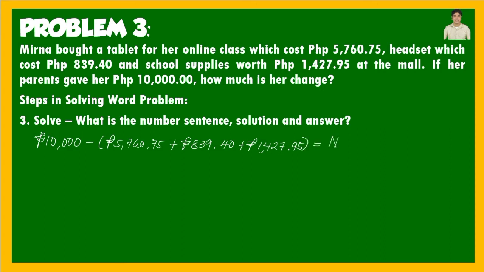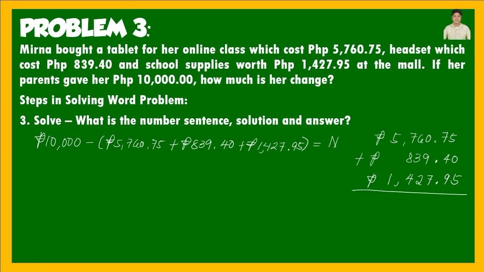So, ayan. Kailangan muna nating i-add yung tatlo. So, pakita lang natin dito yan. 5,760 pesos and 75 cents plus 839 pesos and 40 cents. So, tandaan natin na kailangan naka-align, nakatapat yung mga decimal points, bago tayo mag-add, bago tayo mag-subtract. And then, 1,427 pesos and 95 cents. So, let's now add.